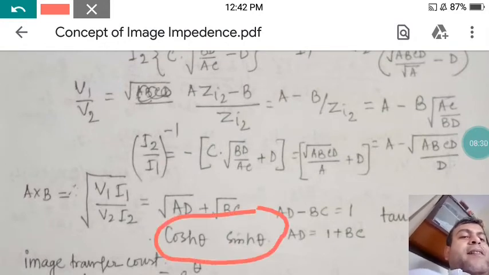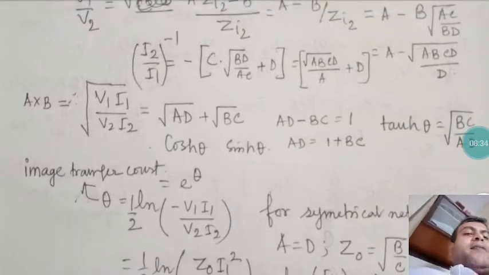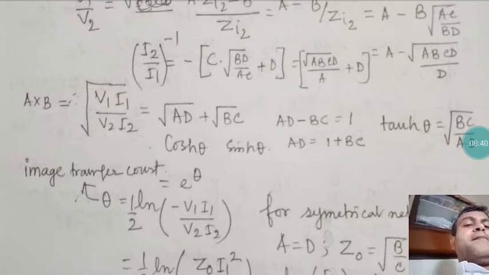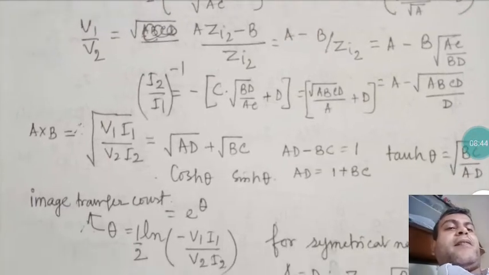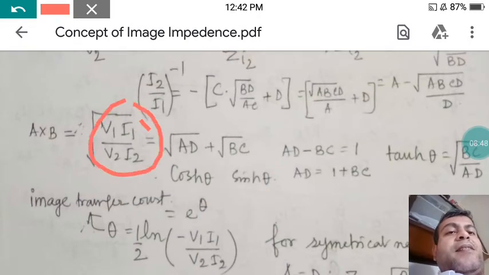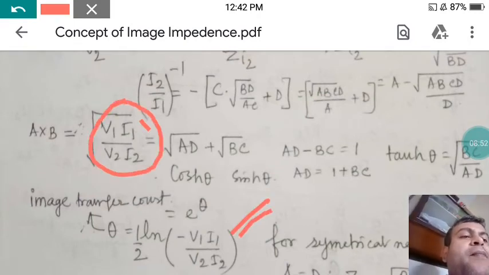Here theta is called the image transfer constant, that is e to the power theta. Here theta equals half of ln of this particular quantity, which I have just expressed right here.